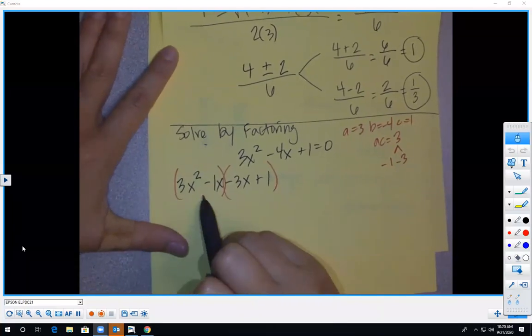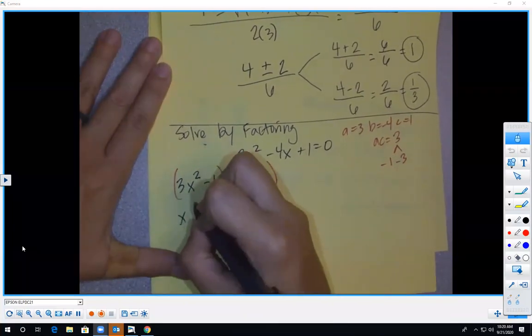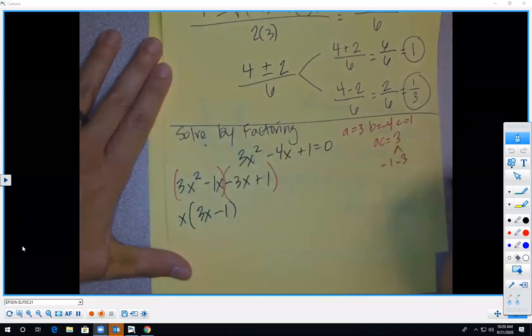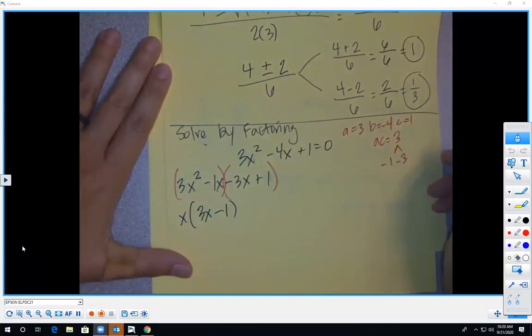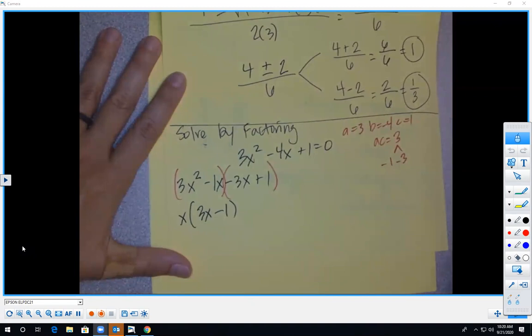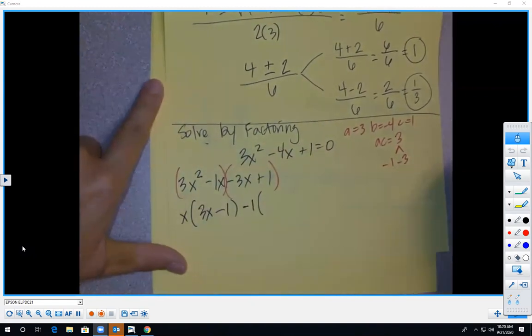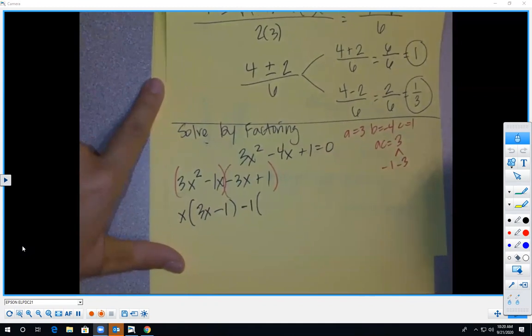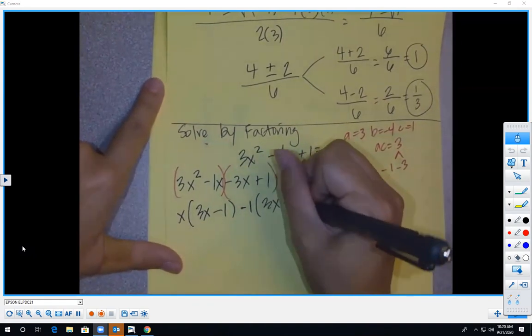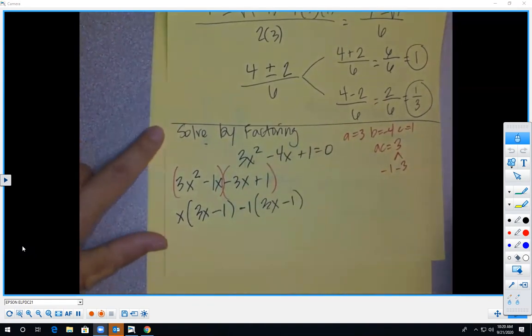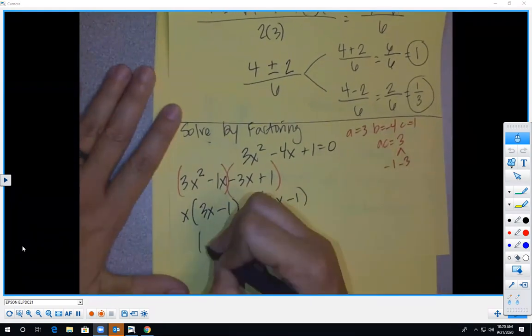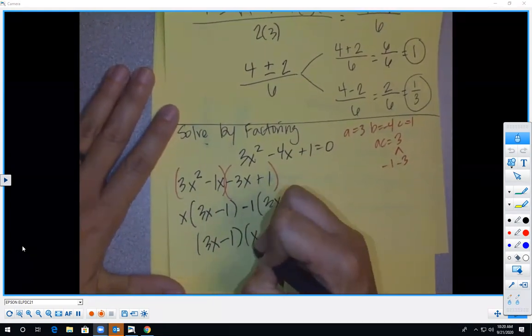the first two, 3x squared minus 1x, they have a greatest common factor of x. Left over is 3x minus 1. The last two have a greatest common factor of just 1, but since the first thing is negative, you need to take out a -1. -3x divided by -1 is positive 3x. 1 divided by -1 is -1. And now they have the 3x minus 1 in common. Left over is x minus 1.